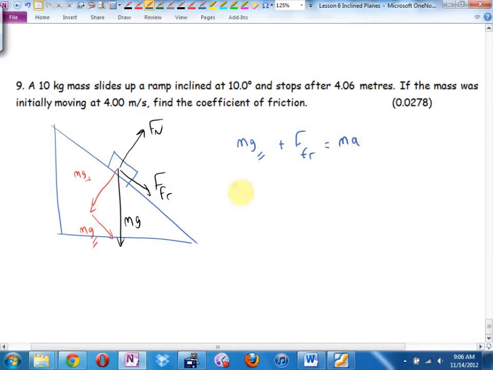mg parallel, mg sine 10 degrees. Nope, we still have a ways to go. Friction is mu times the normal force. I don't know the normal force. Oh, but look. I know another force the same size as the normal force: mg perpendicular, which is going to be mg cos 10 degrees equals ma. Our ever astute Graydon says, hey, Mr. Dewick, I noticed something cancels.